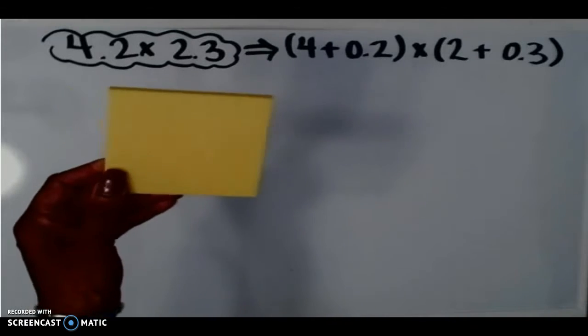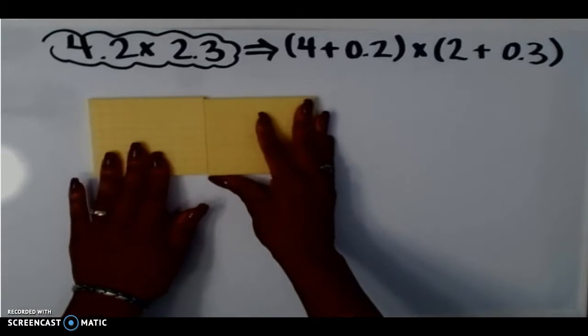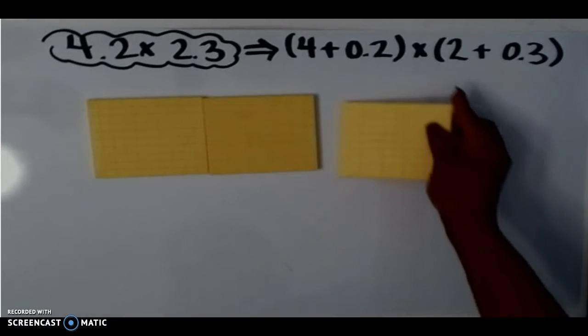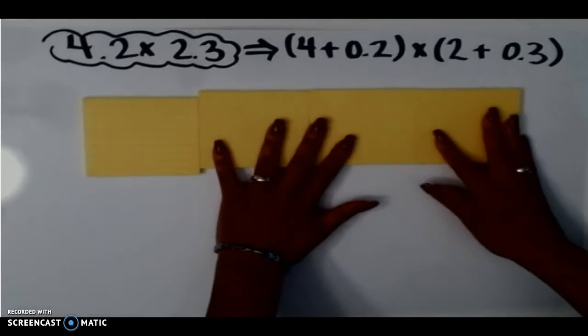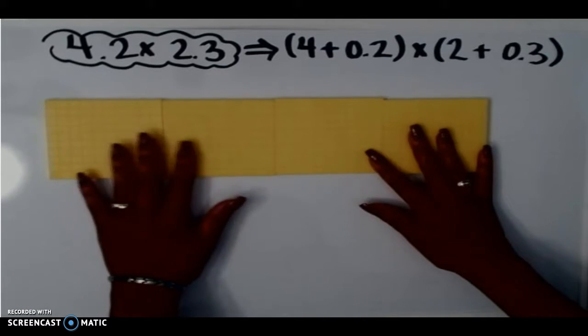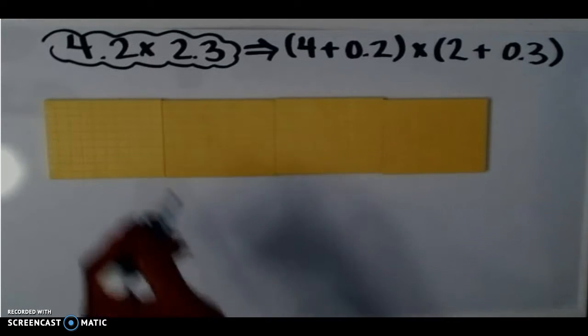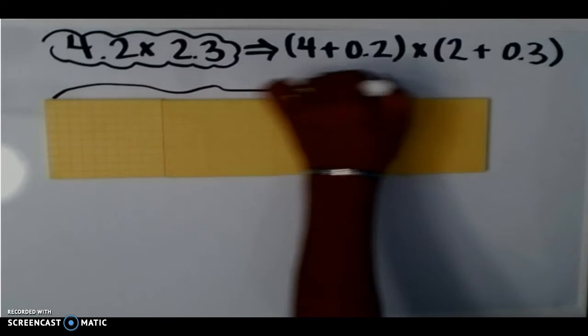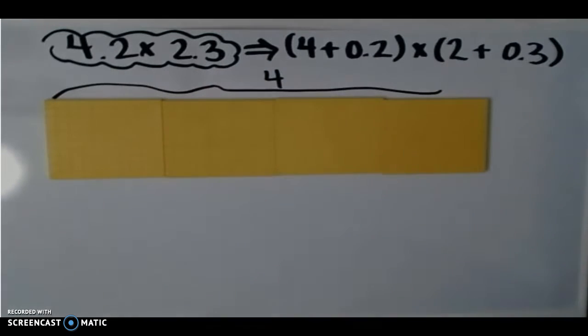Remember, this represents a whole. So I have 4 wholes. That's 1, 2, 3, 4 wholes. So far this side length represents 4 wholes.